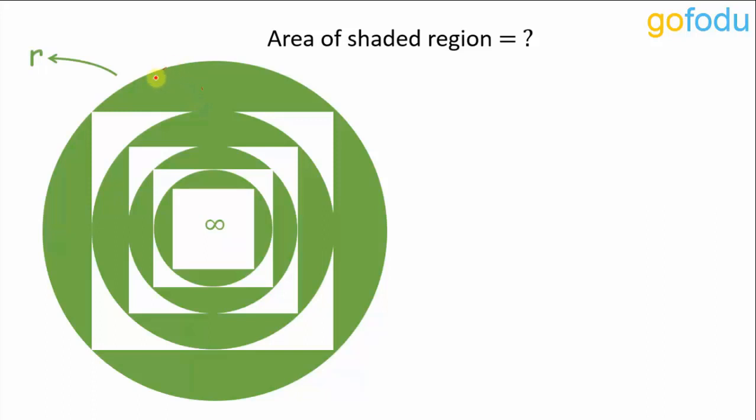A green colored circle with radius r is given to us, and then we have a white colored square, then a circle, then a square, then a circle, then a square, going on till infinity. And we have to find the overall area colored in green. Now I am taking this circumscribing bigger circle and this bigger square as one layer, as one unit. These two are one unit, and this circle and this square are another unit, the second unit. This circle and this square are the third unit, and so on.